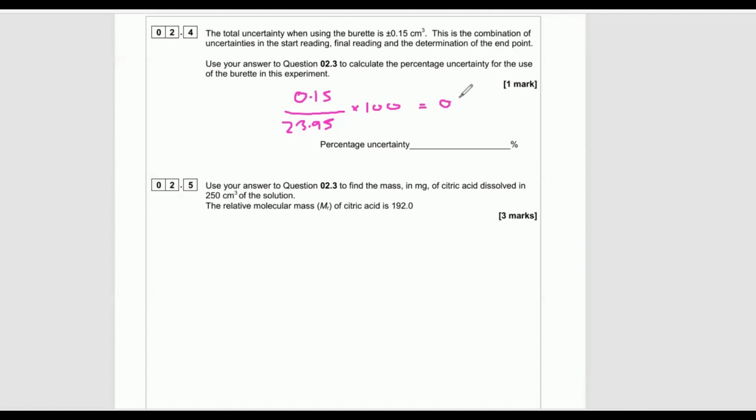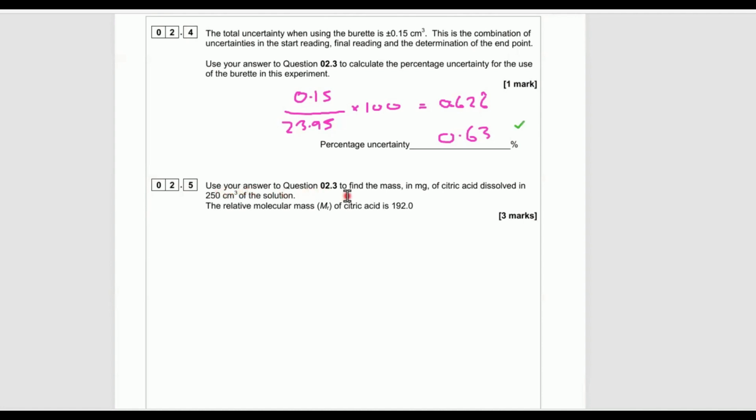And it is 0.626. We want this as a percentage. I'm going to round that to 0.63. Why? Because the 6 is bigger. So we're going to pump that 2 up to 3. There we go. And that's going to get us a mark. Okay, we're on to 2.5.